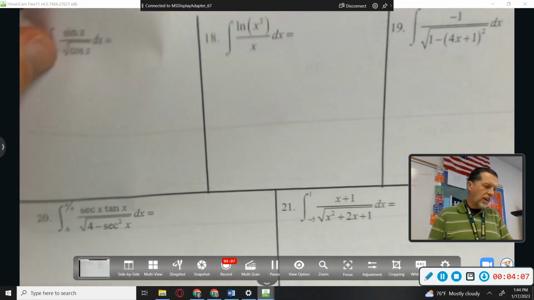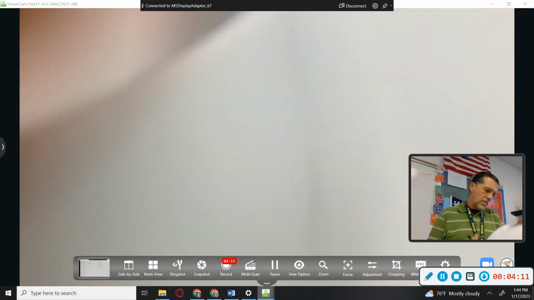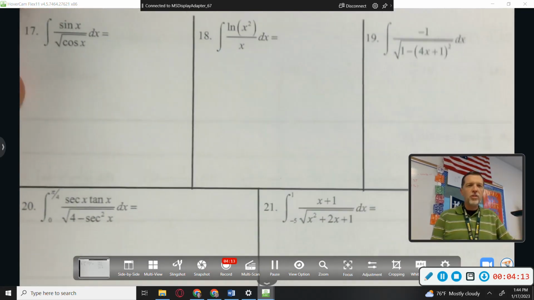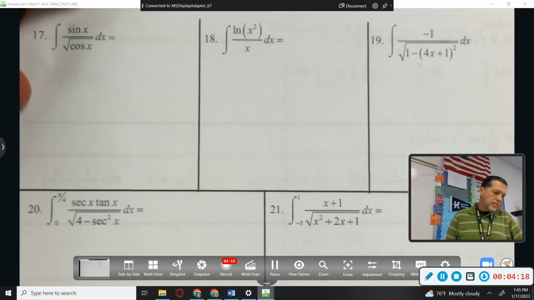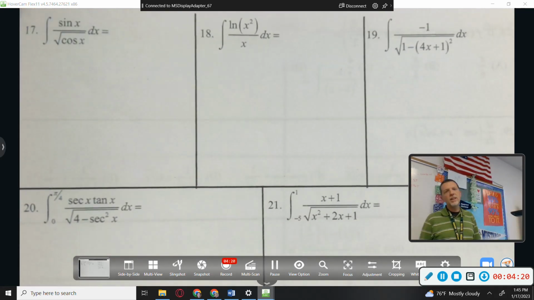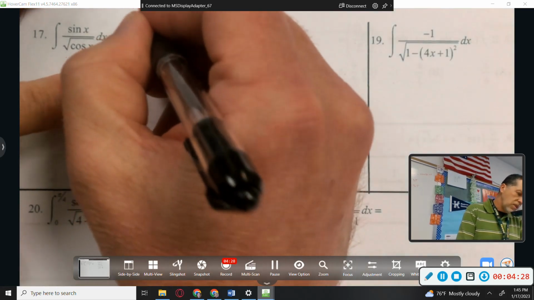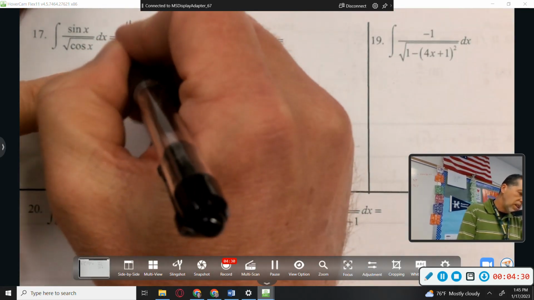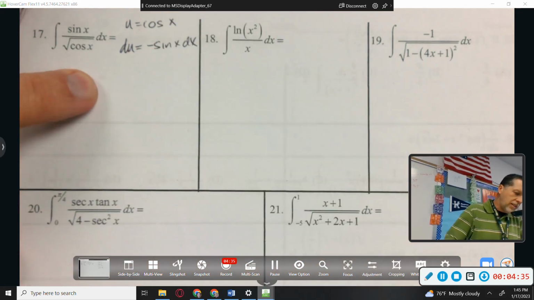Let's jump to the, we haven't done any trig today. Unfortunately. Or not much trig. So let's jump to the back page and let's do those and we'll see where we stand. Number 17. What do you think for u substitution? u equals cosine. Good. u equals cosine. du would be negative sine. That's an easy fix.